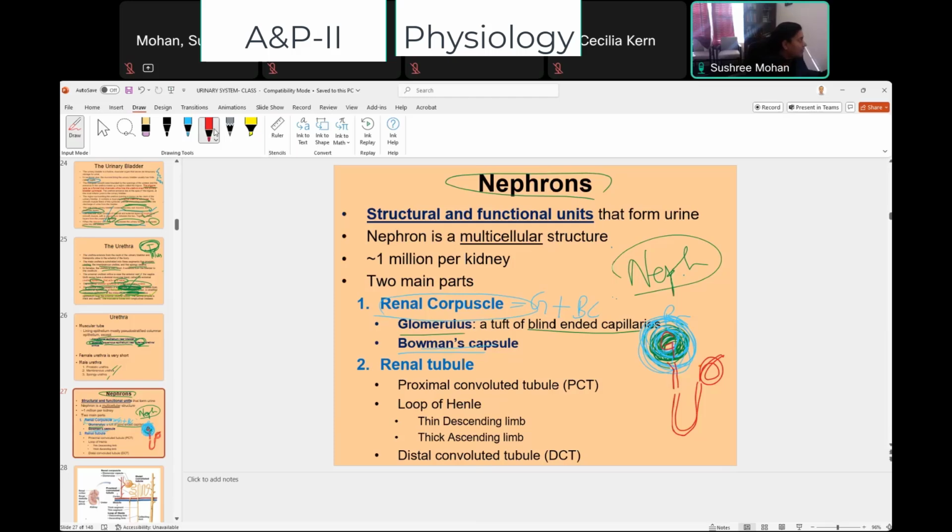So proximal convoluted tubule, PCT, loop of Henle. This is the loop of Henle. It looks like a loop. It has a thin descending one. It has a thick ascending one.